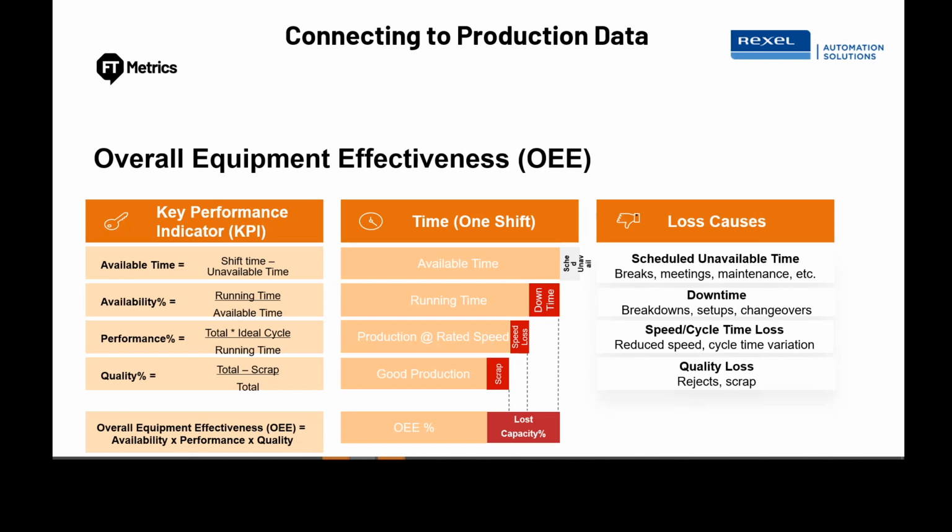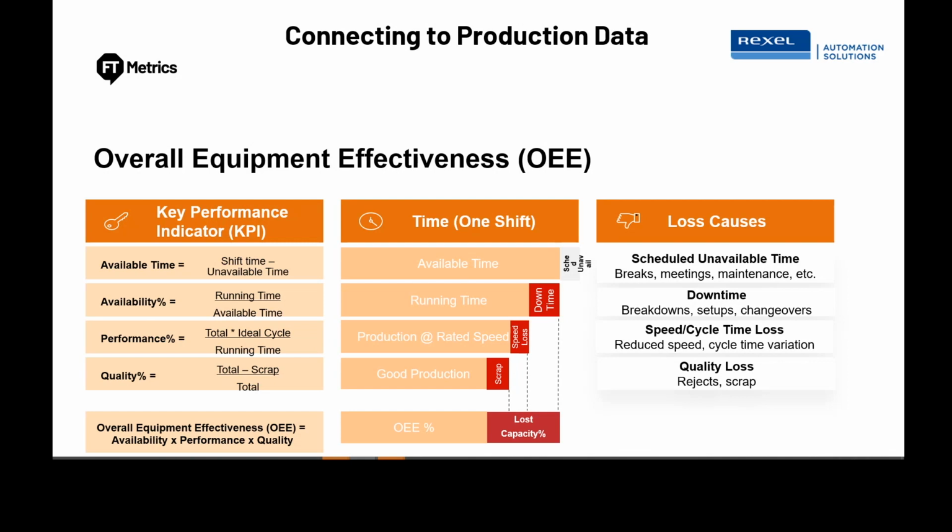Maybe you want to benchmark the performance of your lines. Why does line 2 produce more than line 1? What's happening with line 1? So by using FactoryTalk Metrics and getting these calculations out for KPIs, that helps identify some of that.